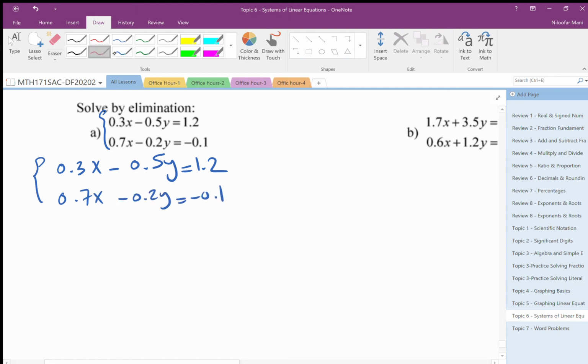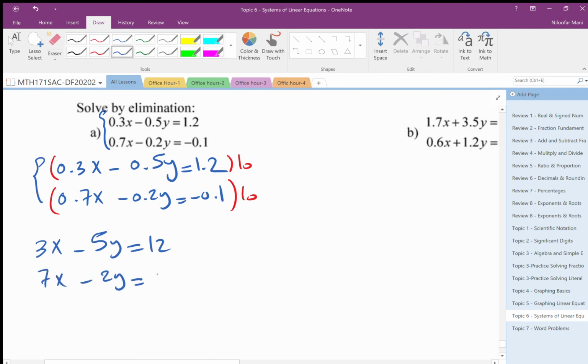Okay, so I multiply both sides with 10, because I have one decimal. In this case, I can remove it. So then I have 3x minus 5y equal 12, and then I have 7x minus 2y equal minus 1. Okay, and then I can solve it from here. The rest can be homework.